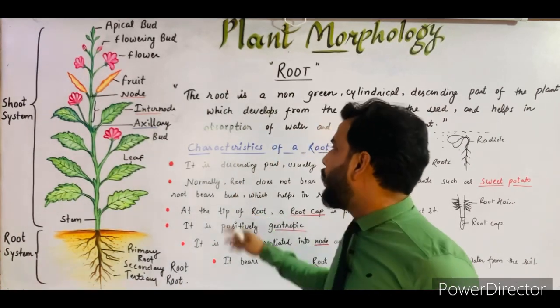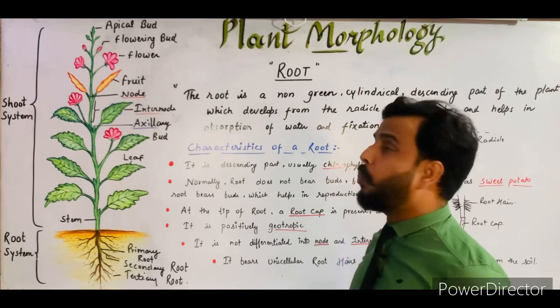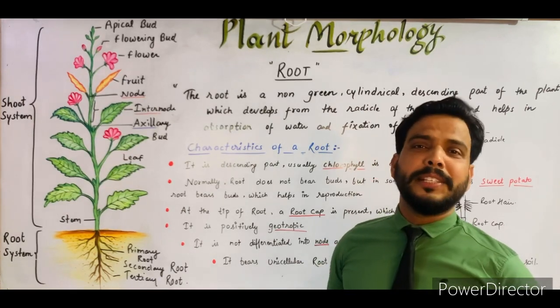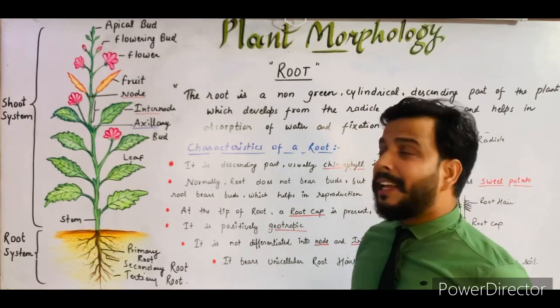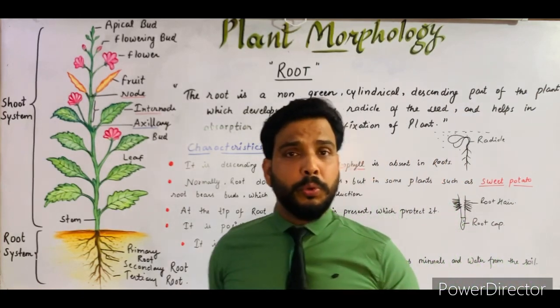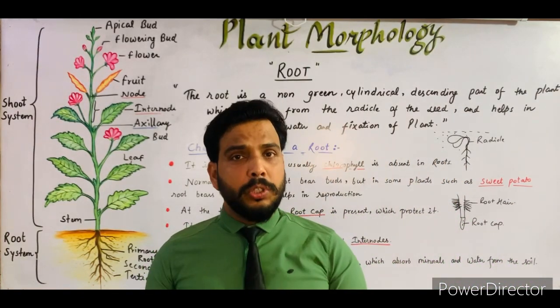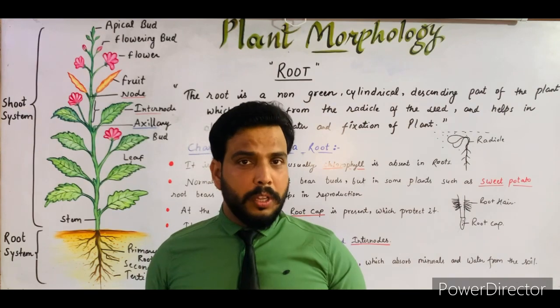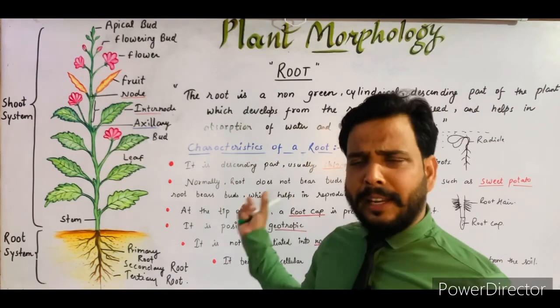So it was all about the characteristics of a root, and I think all things are very clear to you. In my next lecture I will tell you about the kinds of root, types of roots and the different zones or parts of a root. So it was all about the general characters of root.